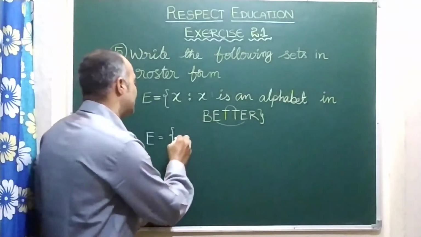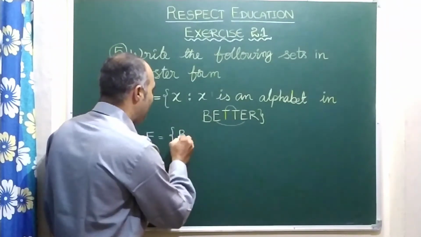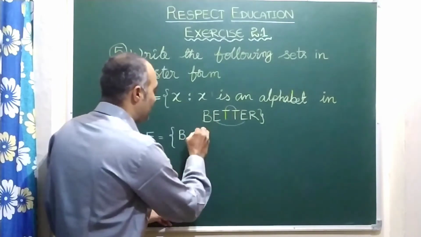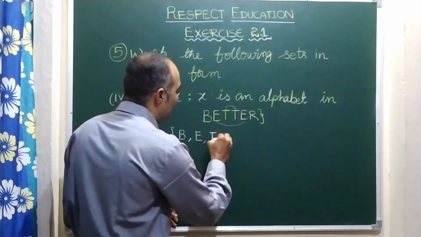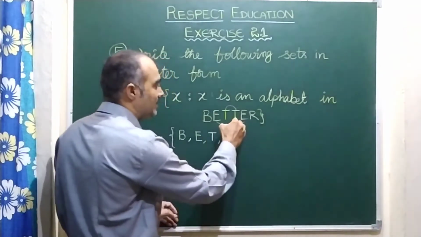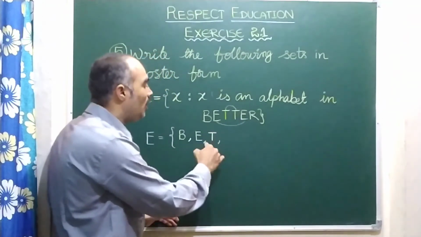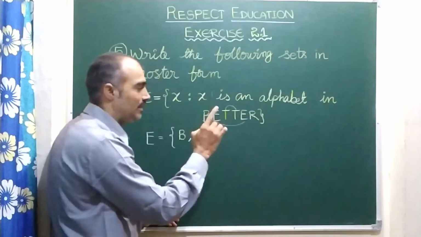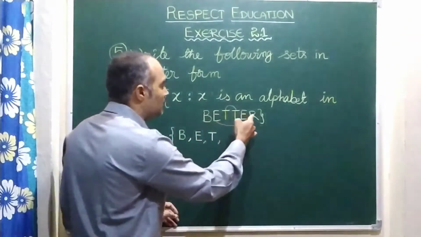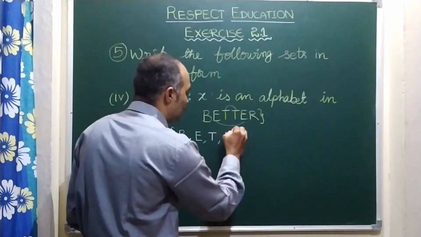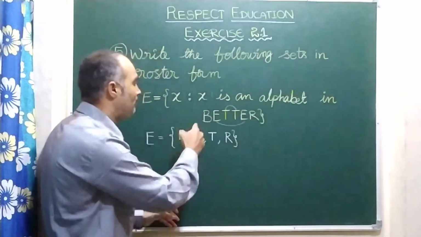So let us write now first B, comma, E, comma, T, comma, here you see one more T is there. As there should not be repetition, I am not writing one more T. Here E is there, already it has been written. It is written here. So now here R. So this is the roster form for the given question.